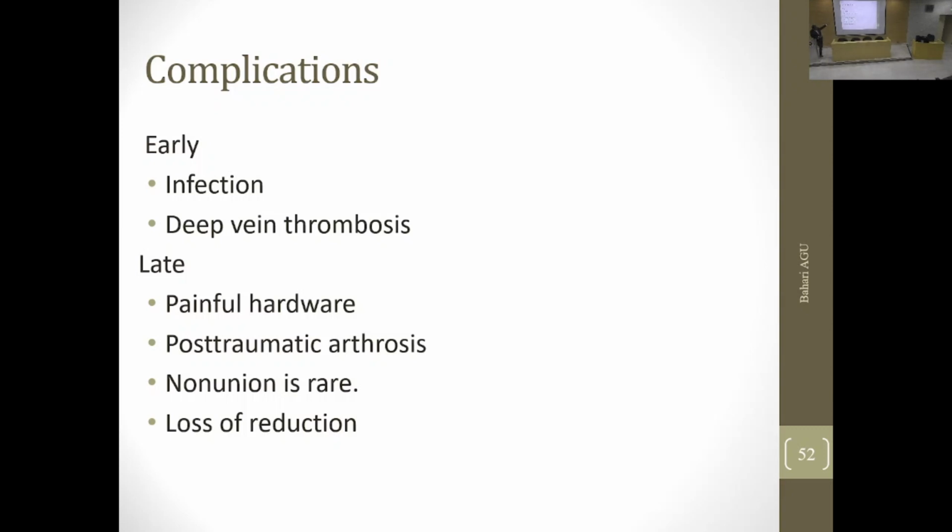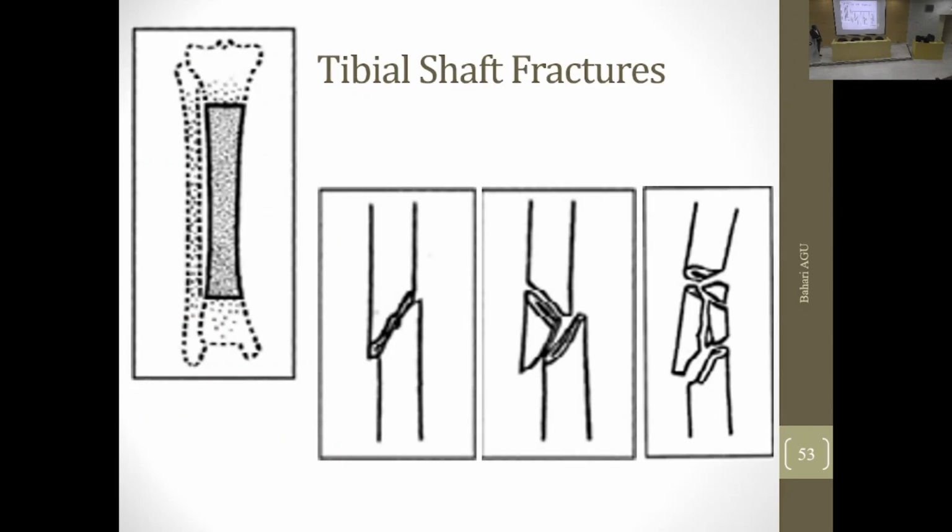These are early complications, and late there will be painful hardware, because if there is a plate put here, when we go and do our prayers مثلا هتلقاها تحت السكين، تلقاها واضحة يعني، عشان كده مرات بيكون painful. وبوست تروماتيك ارثروزيس and non union is rare. لا بلاد سبلاي هنا فيه كويس. وممكن يحصل لنا برضو loss of the reduction.